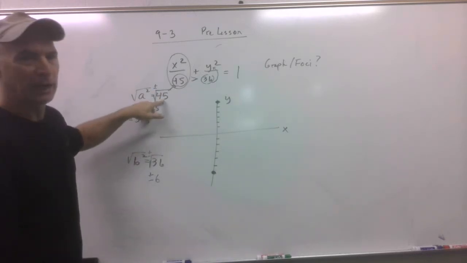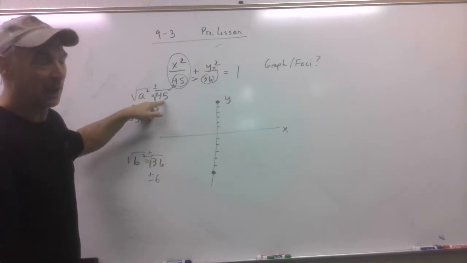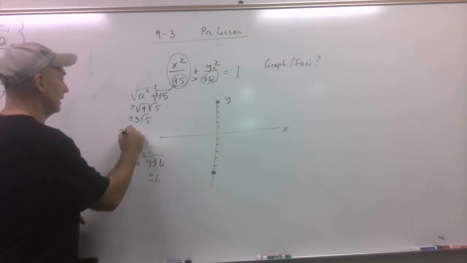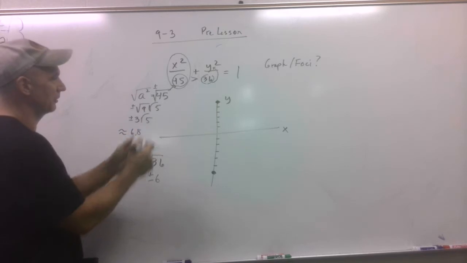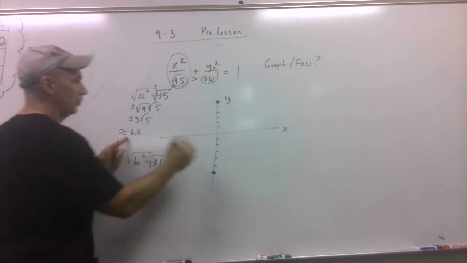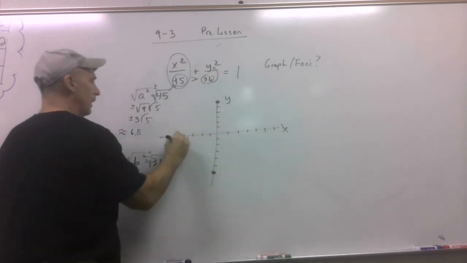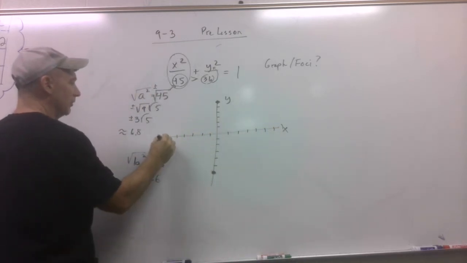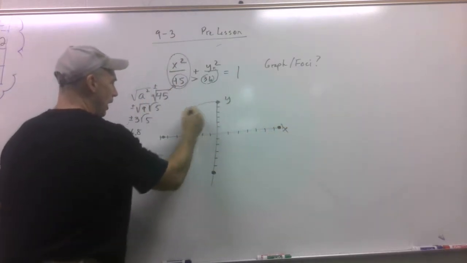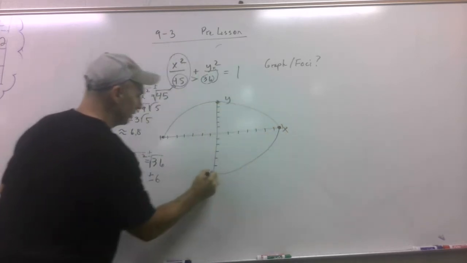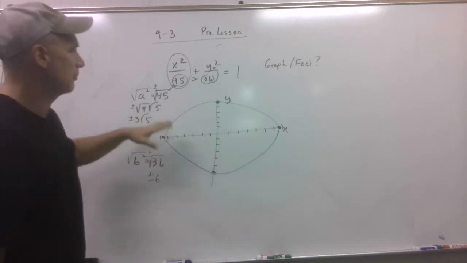Now, what's the square root of 49? 7. What's the square root of 36? 6. Without a calculator, I'm going to say that it's approximately 6.8-ish. I should probably get my calculator out, but, so 6.8. 1, 2, 3, 4, 5, 6, 7. 2, 3, 4, 5, 6, 7. I'm going to say it's right in here somewhere, and right in here somewhere. And now I'm going to draw it to the best of my ability, but these are kind of hard. They end up looking like eyeballs sometimes. Okay, there, I've graphed it.